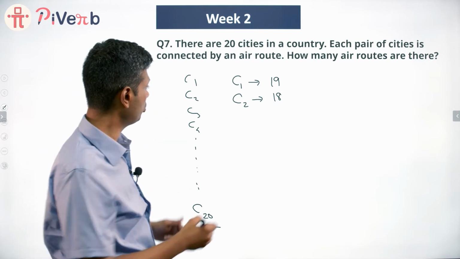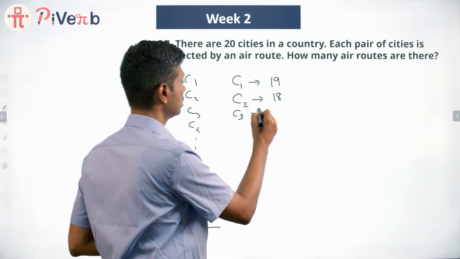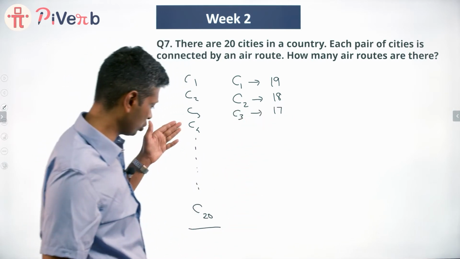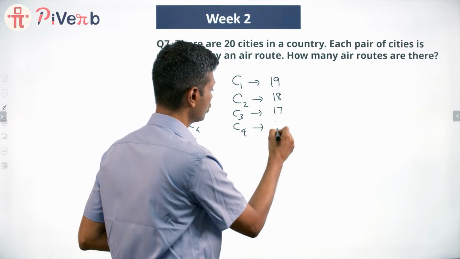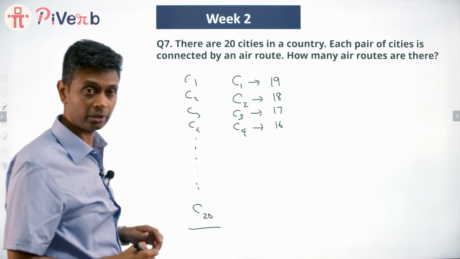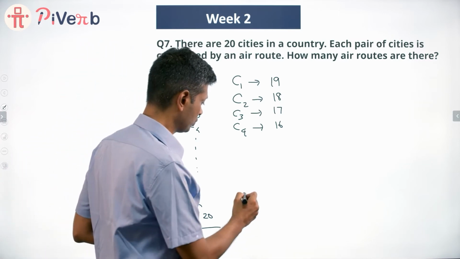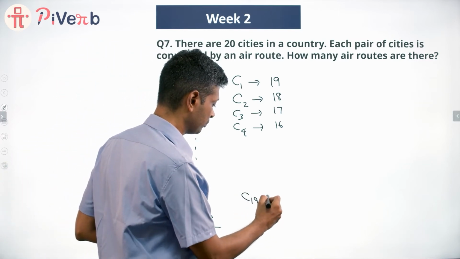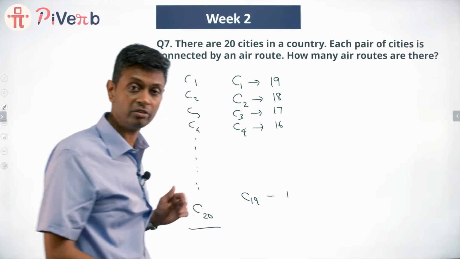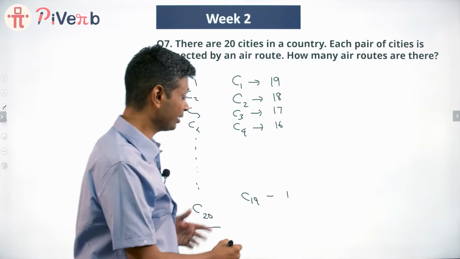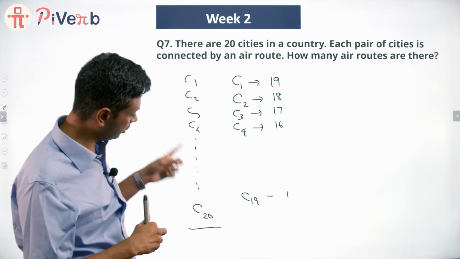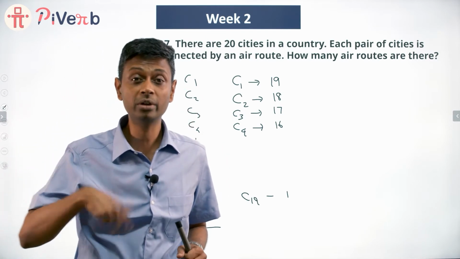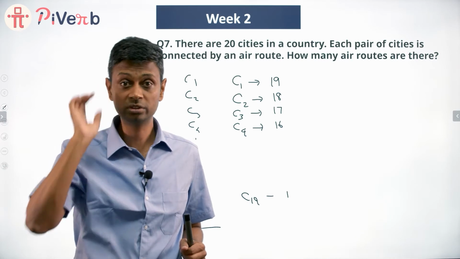From C3, how many will I count? 17 will be there, C4 to C20. From C4, how many are there? 16 will be there, C5 to C20. All the way till C19, one route, C19, C20. From C20, there are 0 routes. Why 0 routes? Because I've counted everything. Everything to C20 I've counted. So from C20 to something I don't need to count because I've counted all of this anyway.